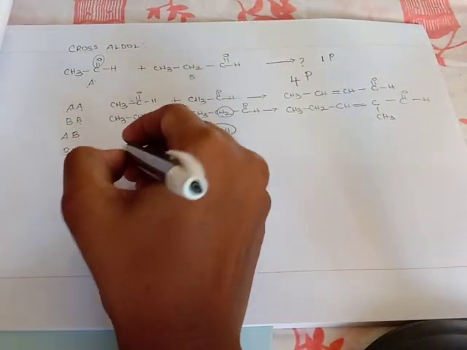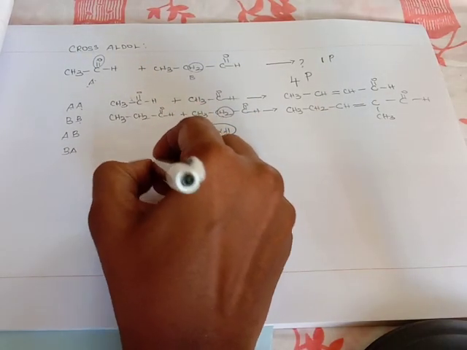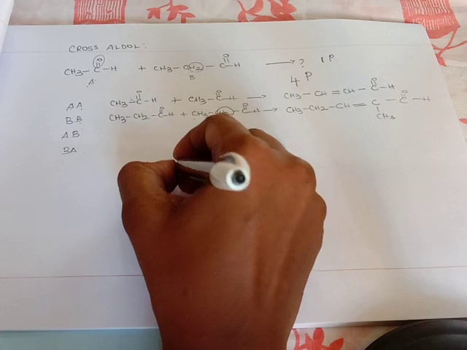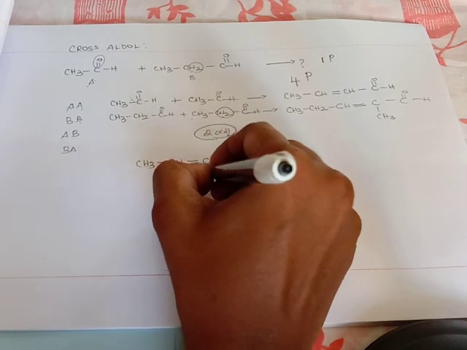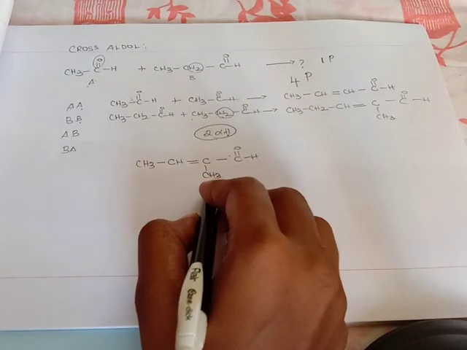Now try writing the product, students. Here you have removed 2 hydrogens. So you will get CH3CH=C(CH3)CHO. This is your third product.